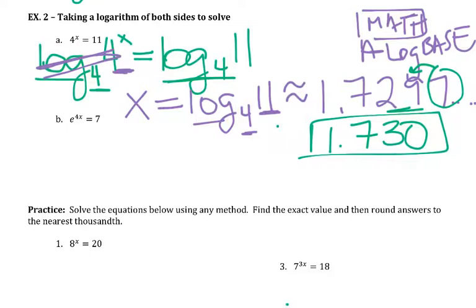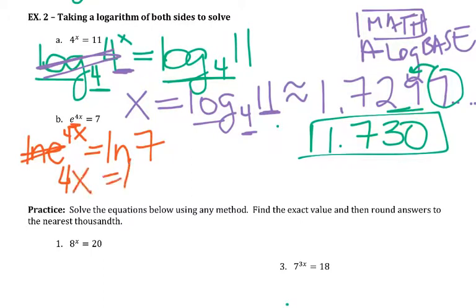Okay, now let's take a look at b. e to the 4x equals 7. Well, what is the inverse of e to some base? The log that corresponds to e is the natural log, or ln. So we're going to take the natural log of both sides, so ln of e to the 4x equals ln of 7. ln and e cancel because they're inverses, leaving us with 4x equals the natural log of 7.